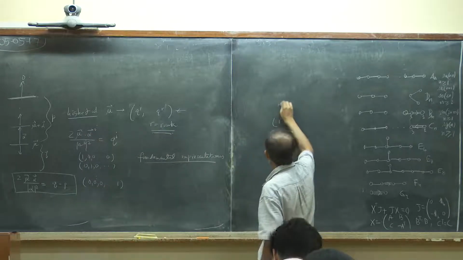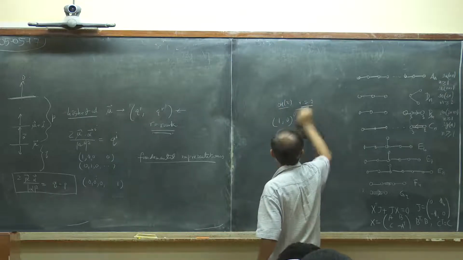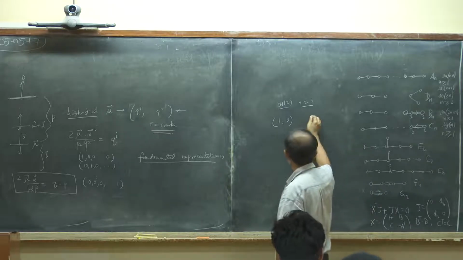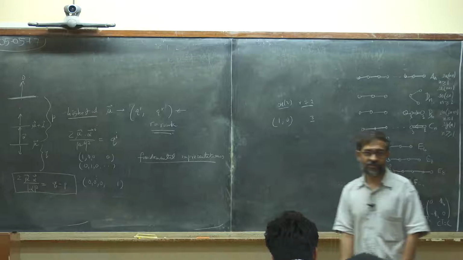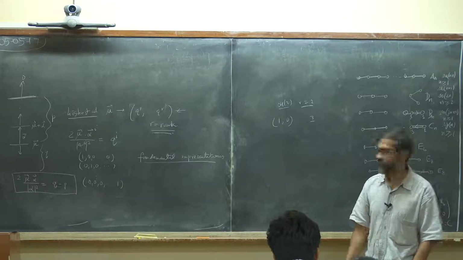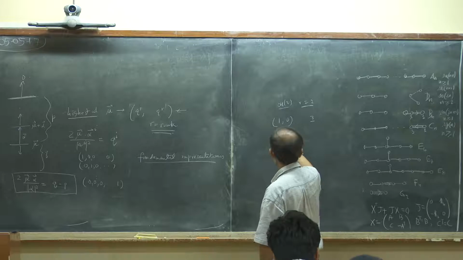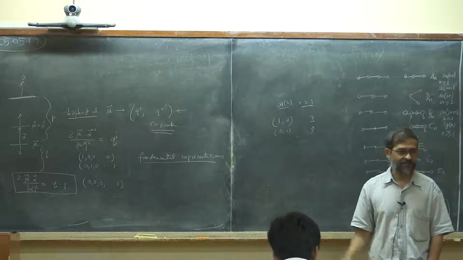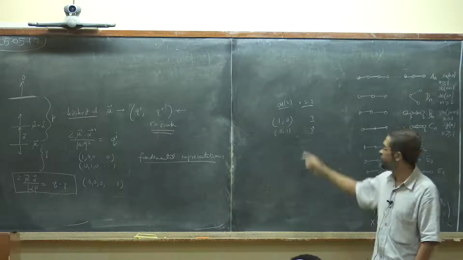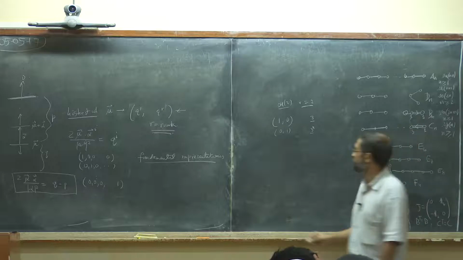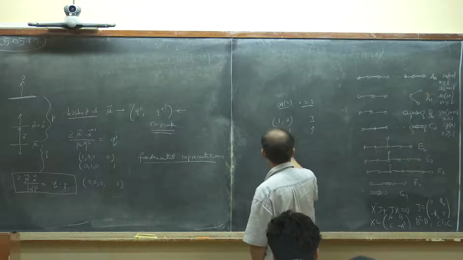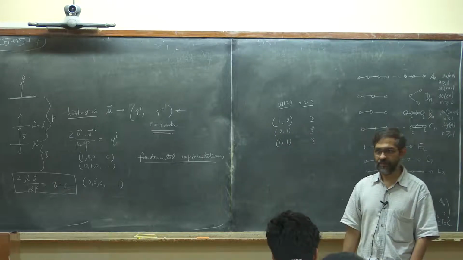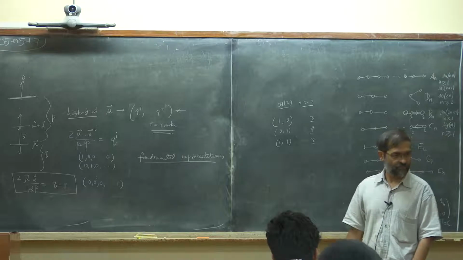In the case of SU3, r is equal to 2. So (1, 0) corresponds to the defining representation, which is also called 3. (0, 1) is called the complex conjugate representation. That's another 3-dimensional representation, which is obtained by taking complex conjugation. Then (1, 1) is the octet, and so on.